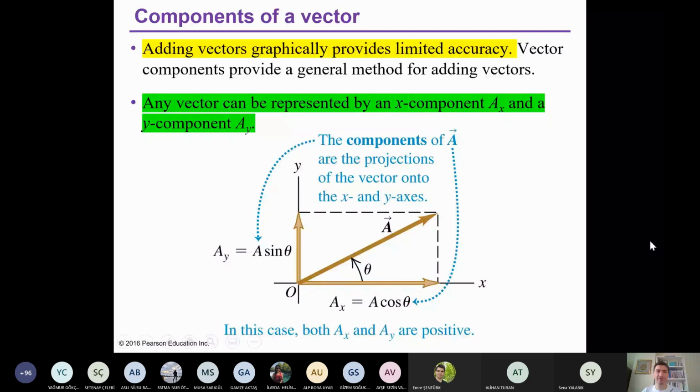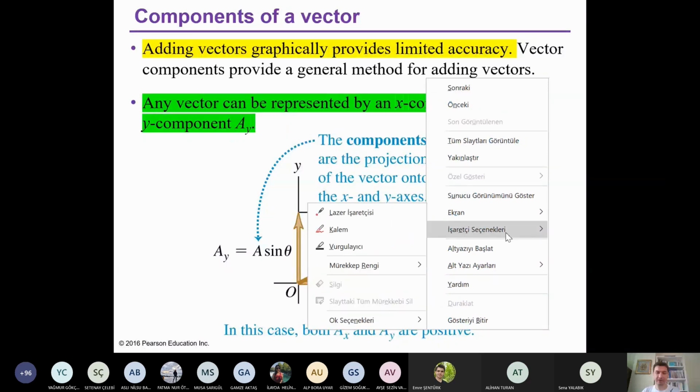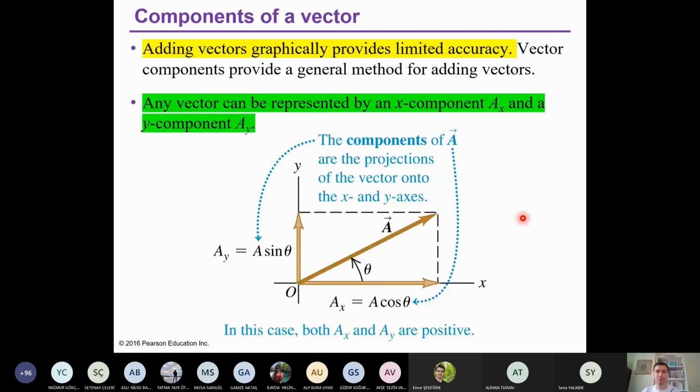Today we will continue with the components of a vector, and then we will learn unit vectors, and finally we will finish with scalar and vector product. Why do we need adding of vectors by using their components? Because adding vectors graphically, which we learned during the last lecture, provides limited accuracy. So we will learn today how to add vectors by using their components.